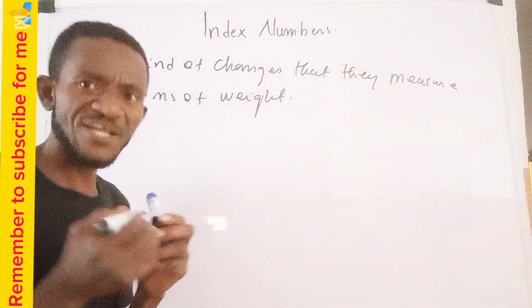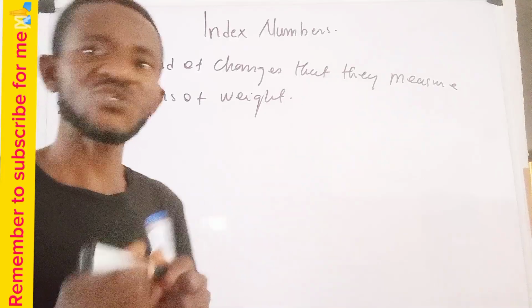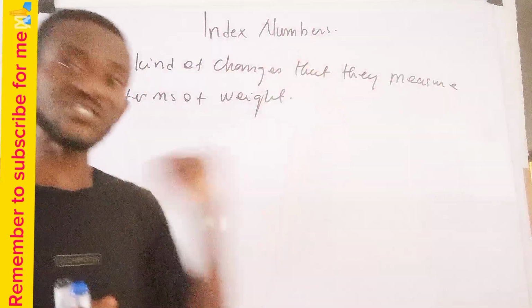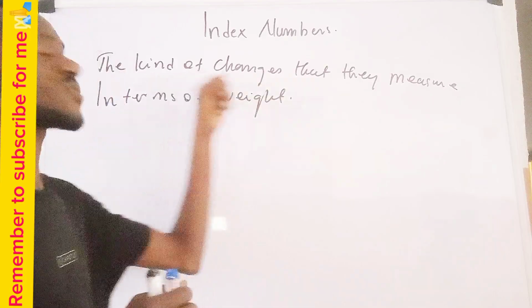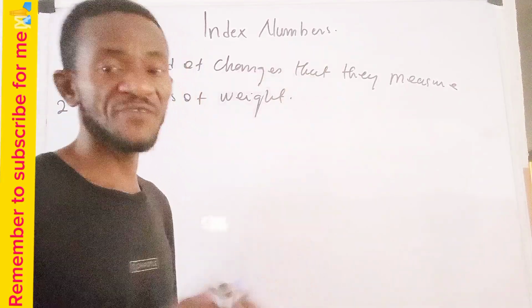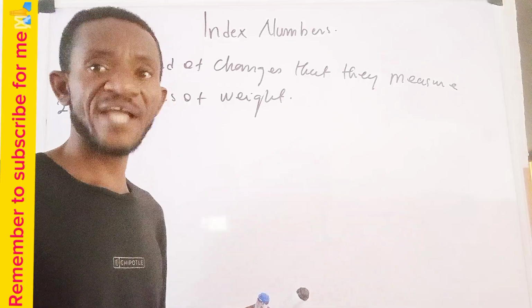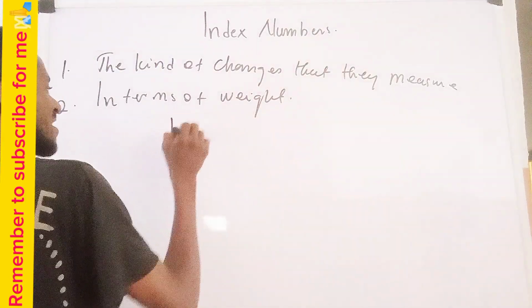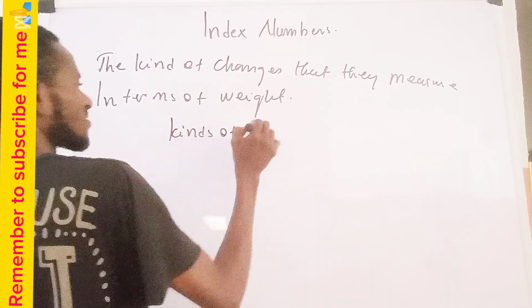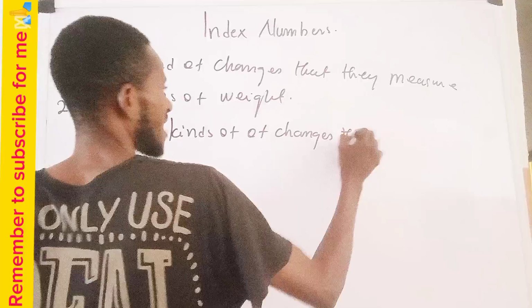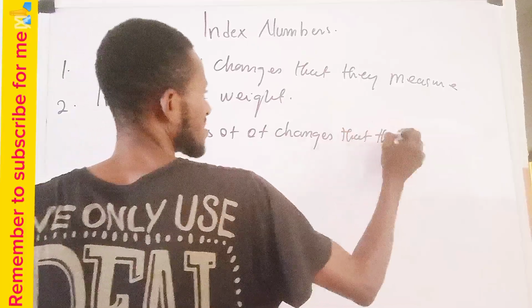Okay, let us look at the different kinds of index number which we have in terms of the changes that they measure. So going by the first one, which is talking about the kind of changes they measure, we have the following types or kinds of index numbers.